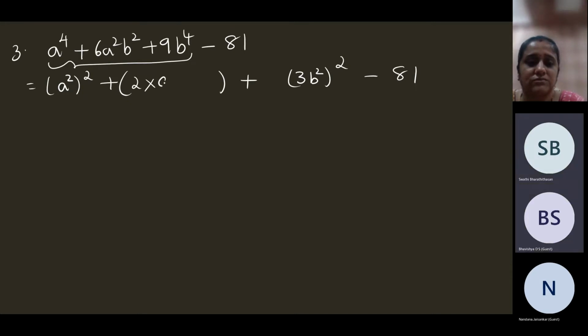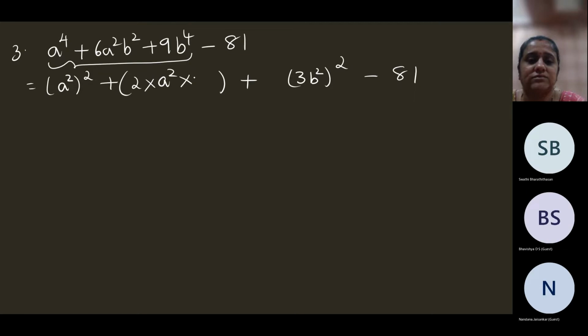Ma'am, a square. 3b square, ma'am. Yes, very good. Now check, multiply and see if you're getting the middle term. Yes, ma'am, 6a square b square. 2 3s are 6, a square b square. Correct. So these three terms look like x the whole square plus 2xy plus y the whole square.